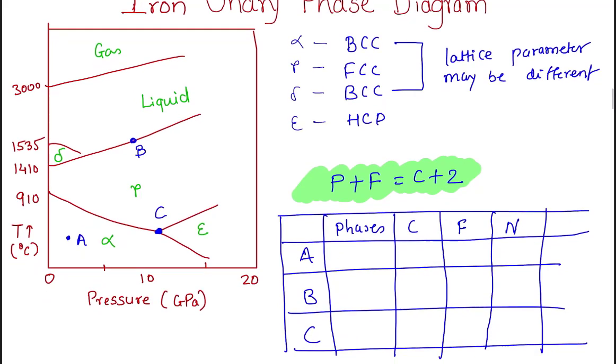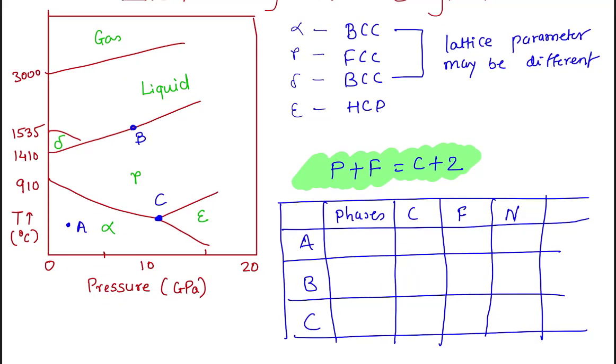Now I want you to practice a little bit on this phase diagram, and you have to find out the phases, the components, the degree of freedom and the variables at points A, B and C. I will take one point and I will tell you how to calculate it. For example, at point A, we have only one phase, that is alpha. At point A, we have only a single component, because the whole phase diagram has a single component, that is iron. So we have C equal to 1.